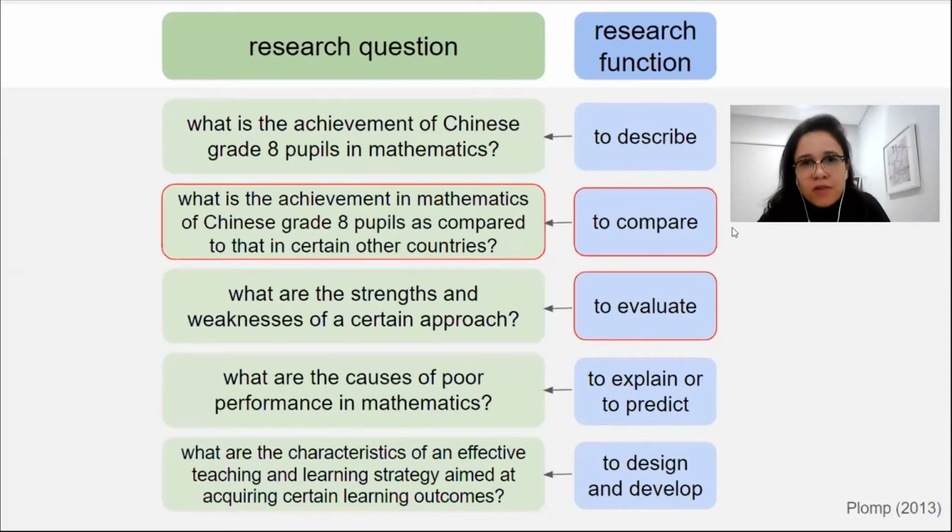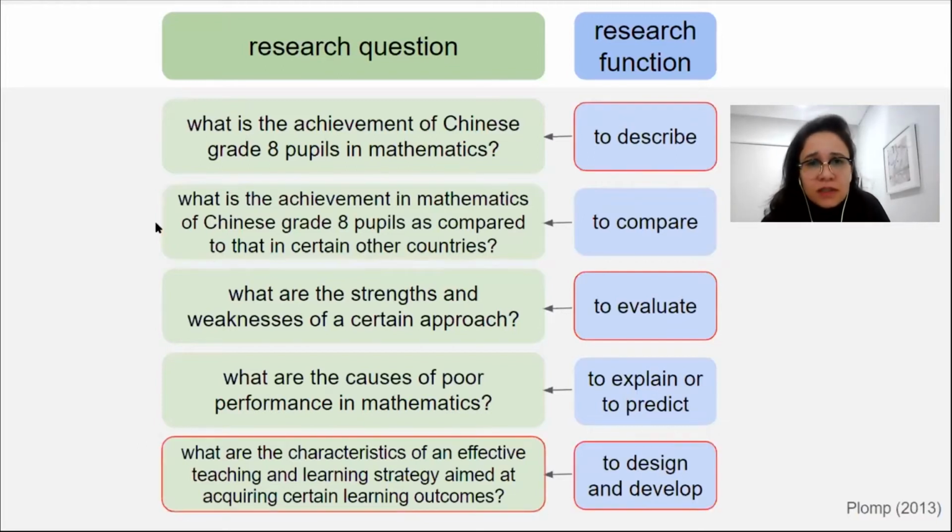So besides comparing, researchers may also want to evaluate the achievement in maths in each country related to the research. Another example is when designing and developing a teaching learning strategy. So researchers may first want to describe what barriers the students experience, for example, and then evaluate whether the teaching learning strategy that has been developed is effective.